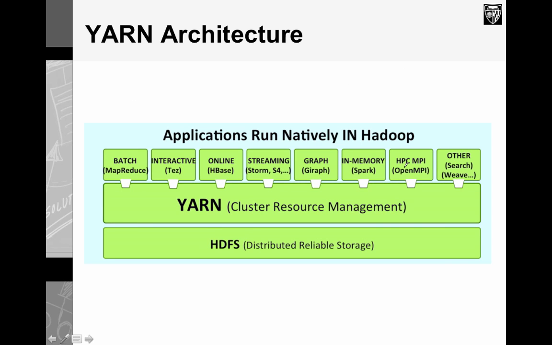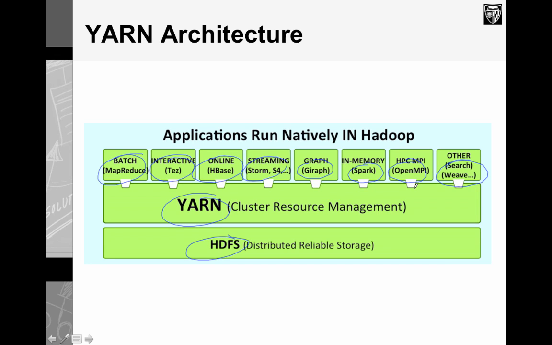Let's look at the Yarn architecture. Built on top of HDFS is Yarn. Yarn stands for yet another resource negotiator. Built on top of Yarn are other frameworks, it could be the MapReduce framework, it could be the Tez framework, HBase framework, Storm, Giraph, Spark, OpenMPI, and other frameworks that allow you to do processing in different ways.